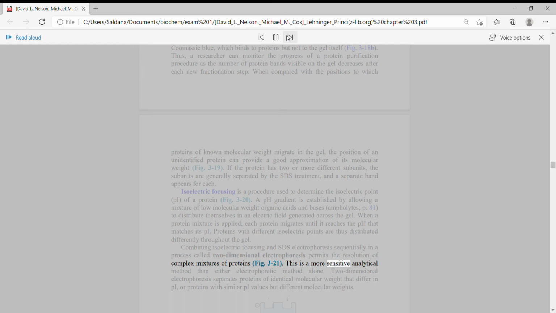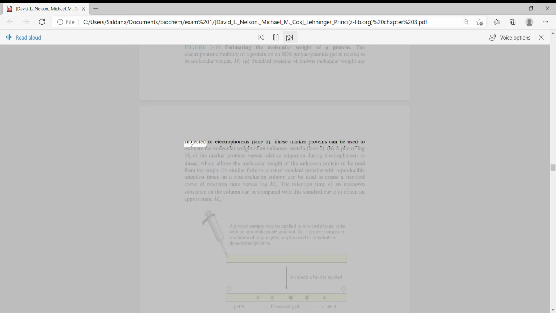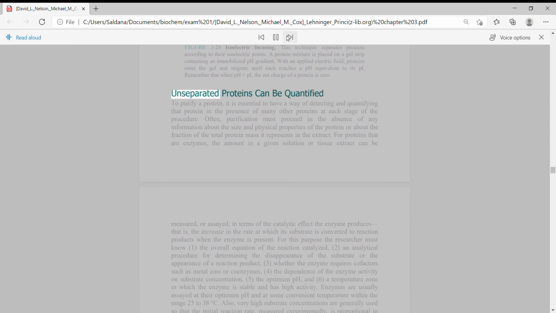This is a more sensitive analytical method than either electrophoretic method alone. Two-dimensional electrophoresis separates proteins of identical molecular weight that differ in pI, or proteins with similar pI values but different molecular weights. Figure 3. Unseparated proteins can be quantified.